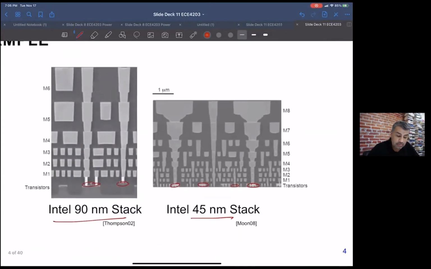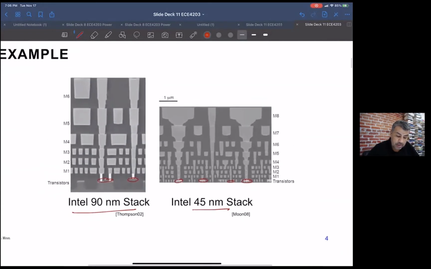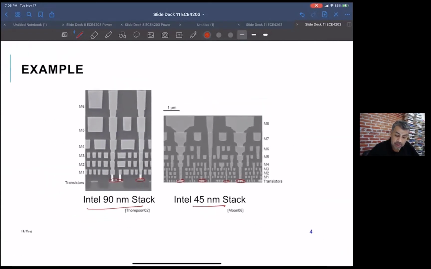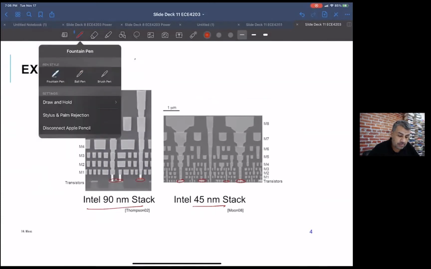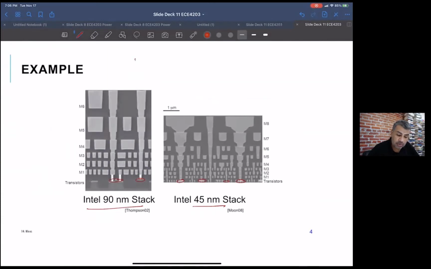Again, these are two processes, a 90 nanometer and a 45 nanometer stack. So let's take a look at the differences between them. One of them is that older processes had fewer metal layers. I haven't seen an end to the number of layers, but it might be 10, 11 layers now. But you can see a 45 nanometer process is up to 8 layers. The 90 nanometer process was 6 layers.